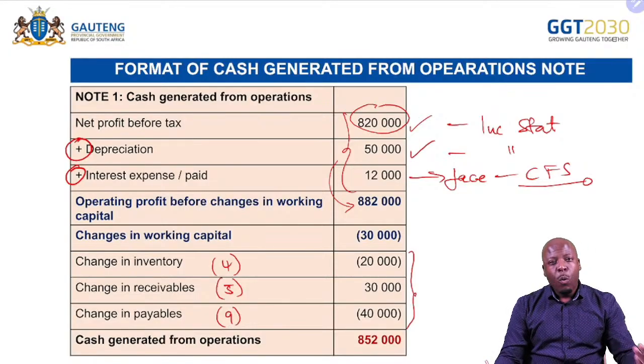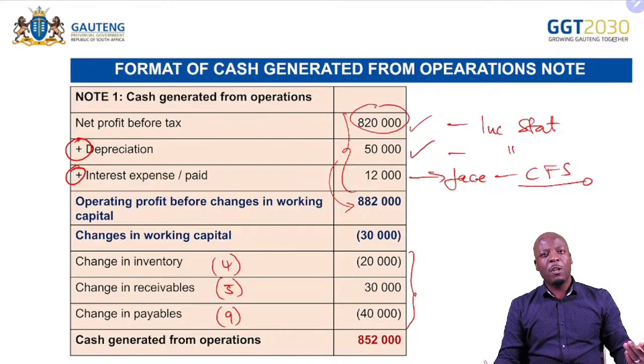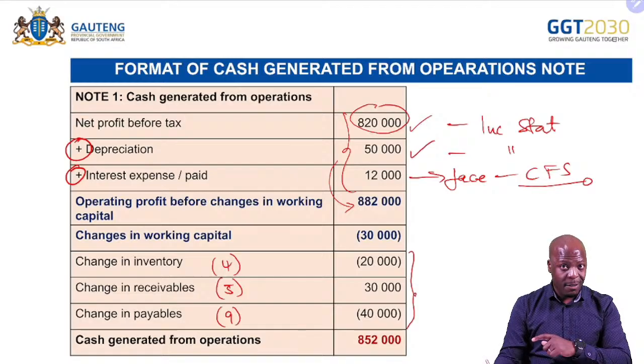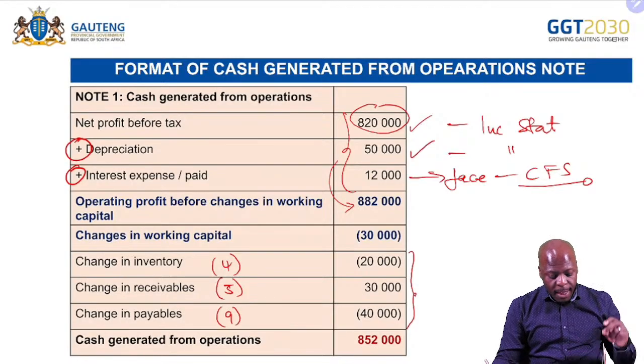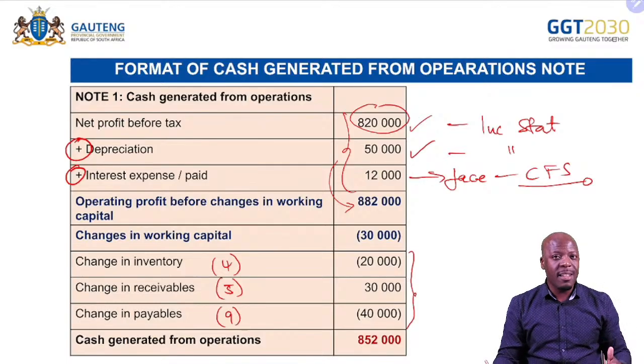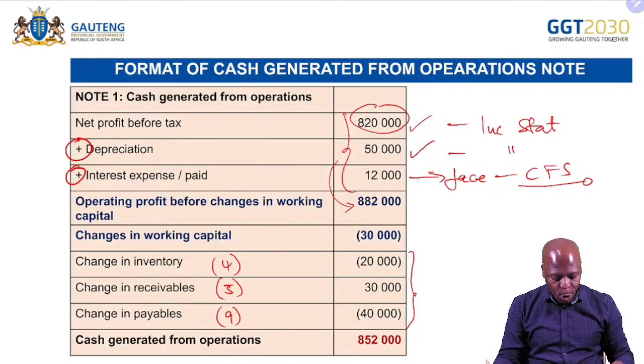So when I look at my inventory, I'm looking at whether inventory has increased or decreased. I'm going to emphasize that in the activity, so I want you to stay tuned. And then I'm going to look also at my receivables. Is it increasing? Is it decreasing? And then I'll also look at my payables. Is it increasing or decreasing?